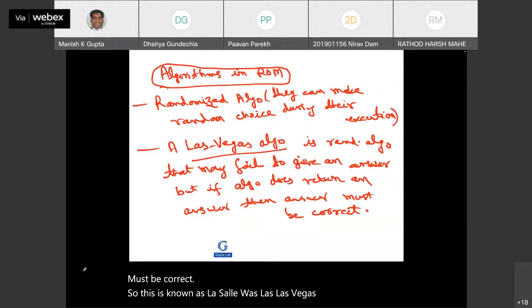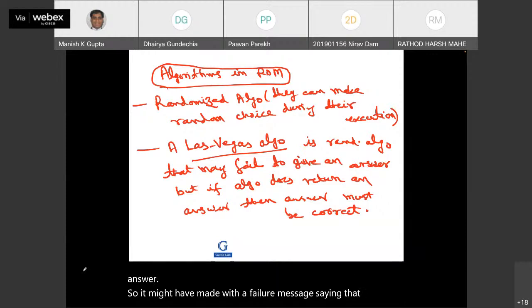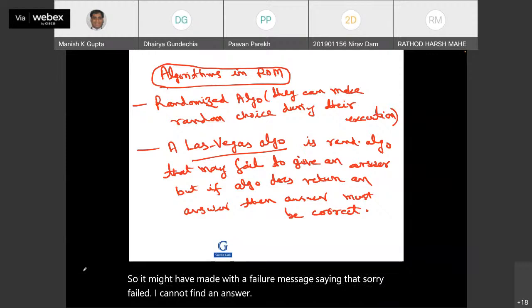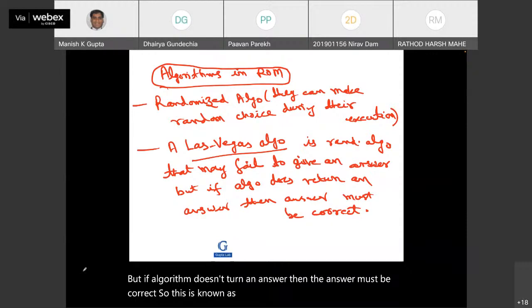So a Las Vegas algorithm is a randomized algorithm that may fail to give an answer. It may terminate with a failure message saying, sorry, I cannot find an answer. But if the algorithm does return an answer, then the answer must be correct. So randomized algorithms are the algorithms that can make random choices during their execution.